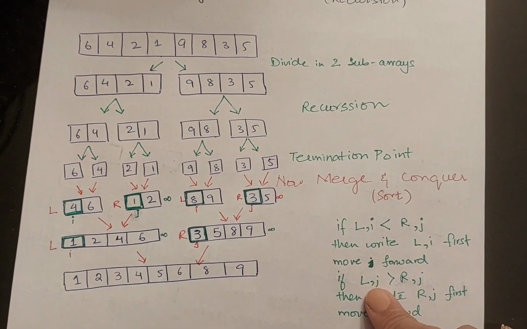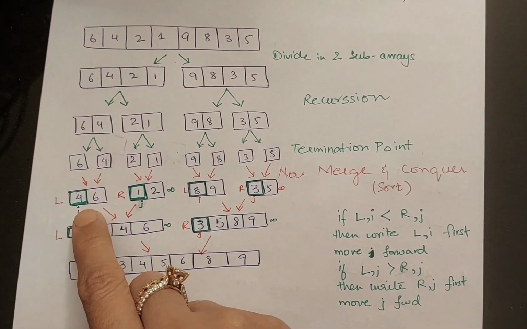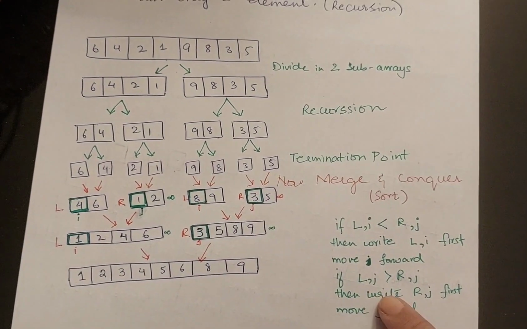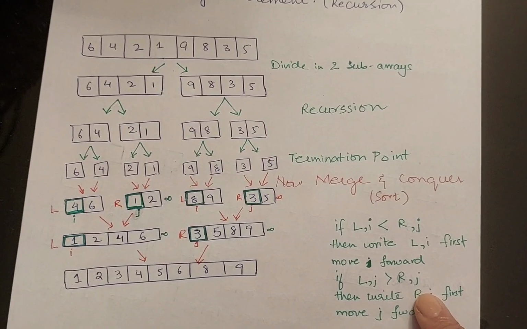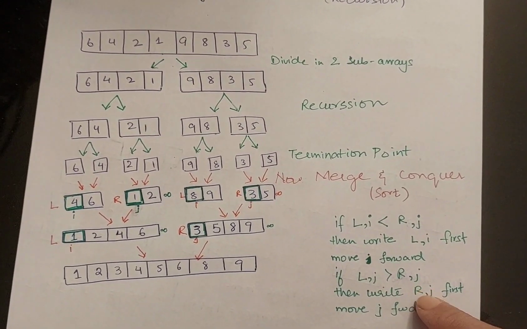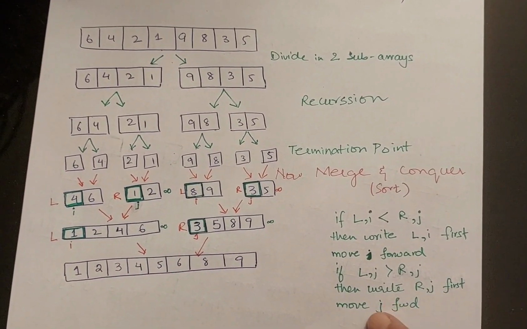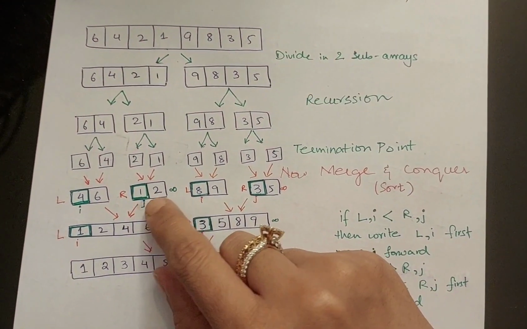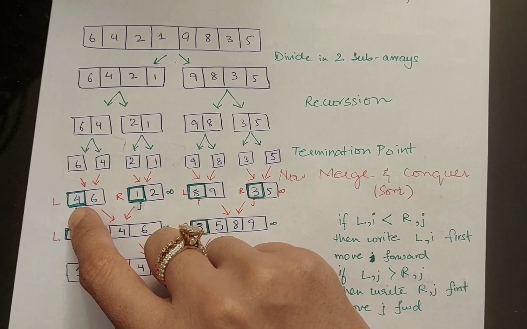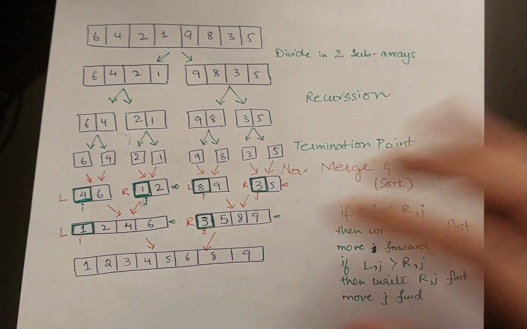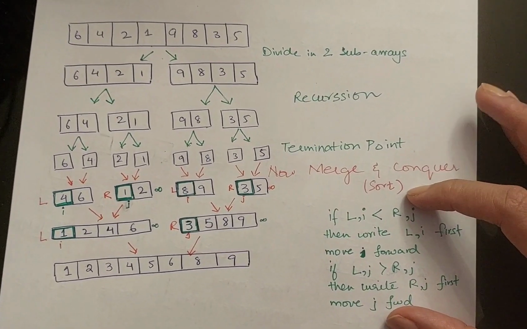Otherwise, if my Li was larger, like if this element was larger, as you can see here is the case, then in that case I will write this element first, because in ascending order of course the small element has to be written first, and then I will move this pointer forward. I will not change this pointer, I will move this pointer forward. Okay, so let's start applying this algorithm here.